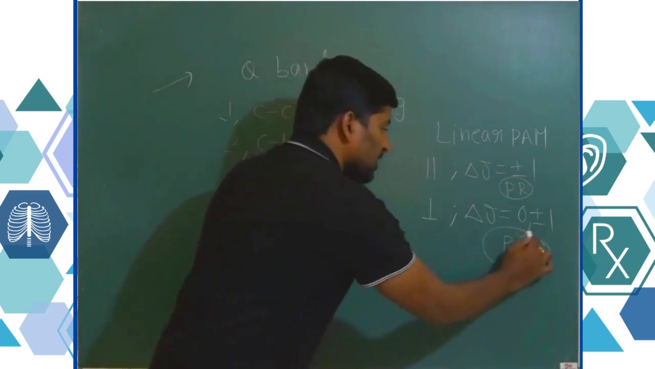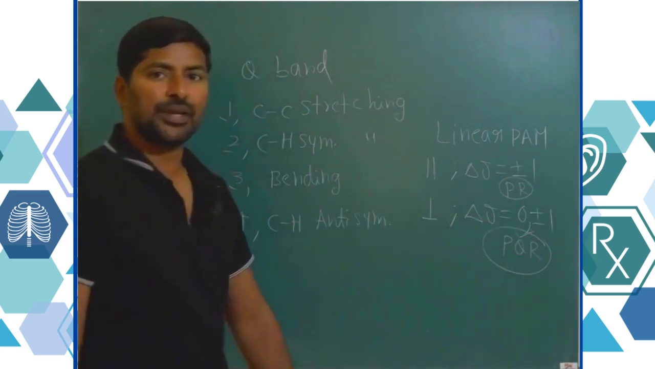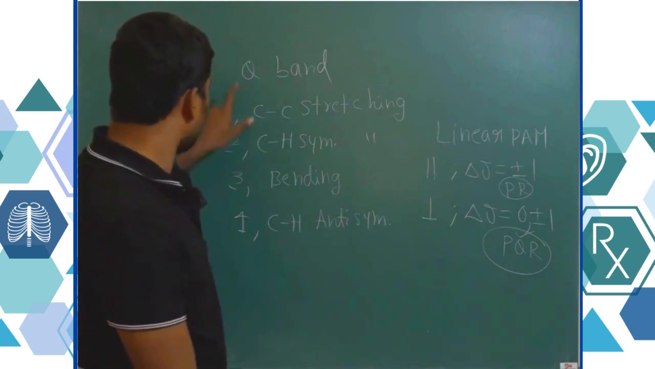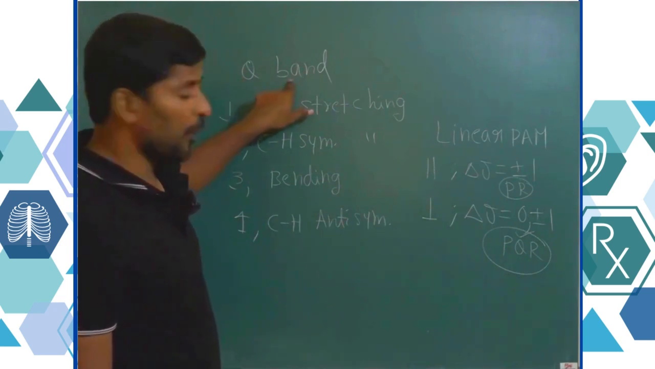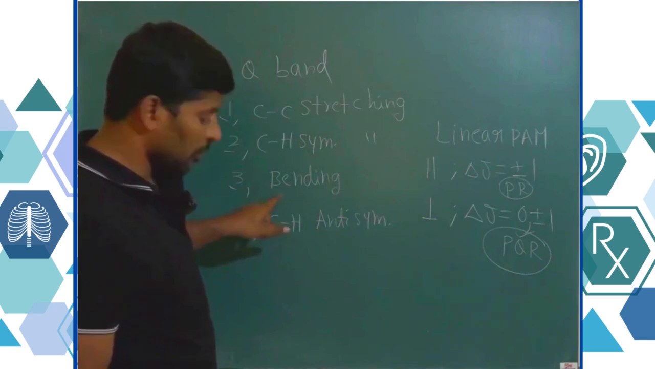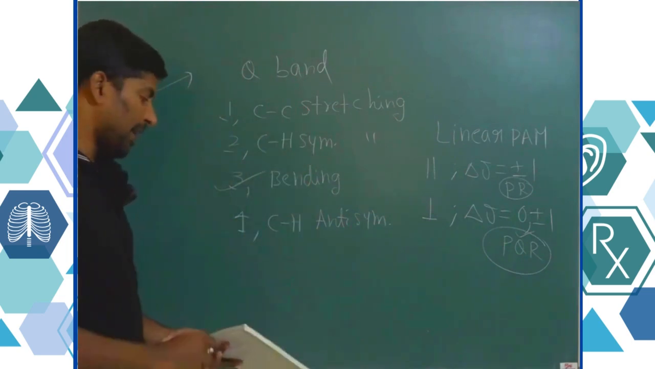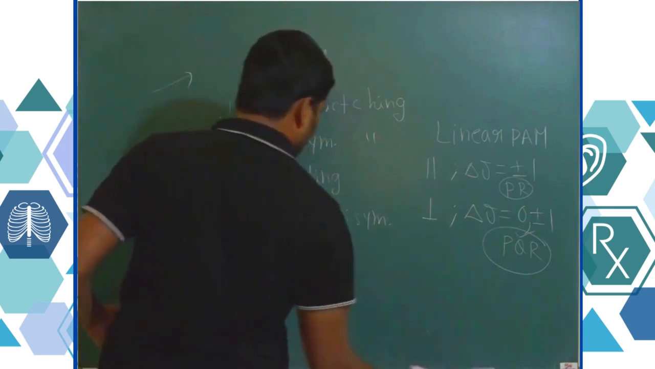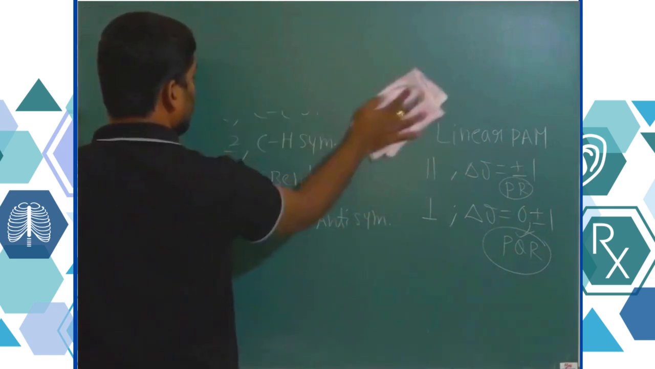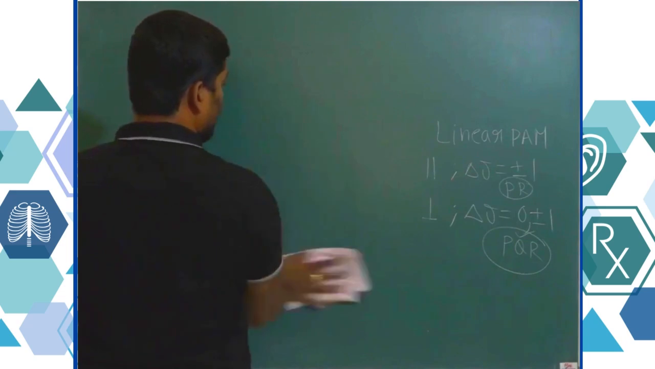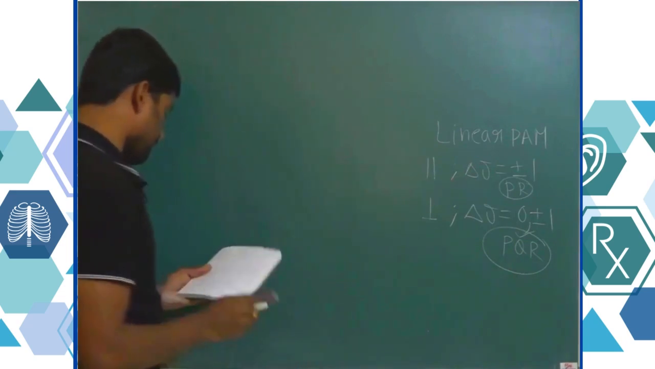That means the Q branch line corresponds to a perpendicular vibration or bending mode. So here the question is, when we get the Q band, it corresponds to the bending mode, or perpendicular vibration. These are the selection rules for a linear polyatomic molecule.